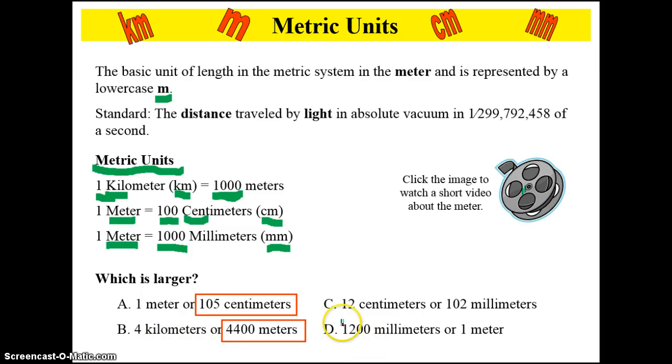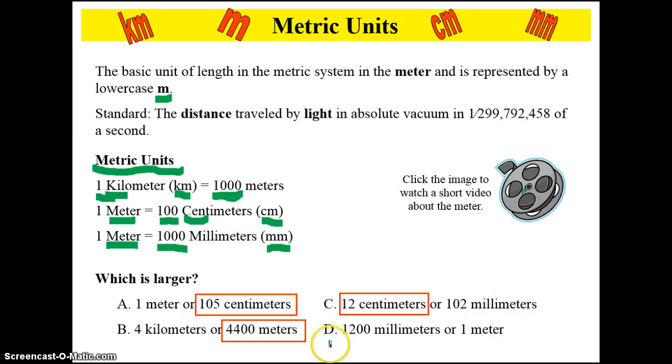All right, now C, 12 centimeters or 102 millimeters. So again, think about how many millimeters are in a centimeter. If you look here, you can see we've got 100 centimeters equals 1,000 millimeters, so that means we've got 10 millimeters per centimeter. So 12 centimeters or 102 millimeters, hopefully you guessed 12 centimeters.